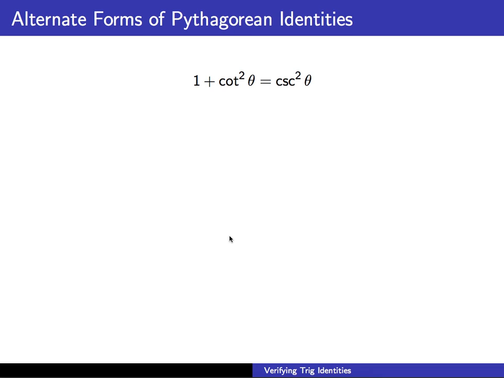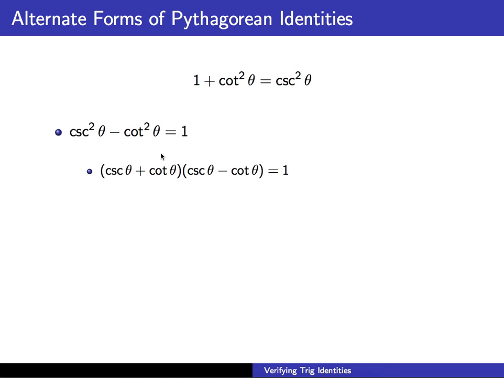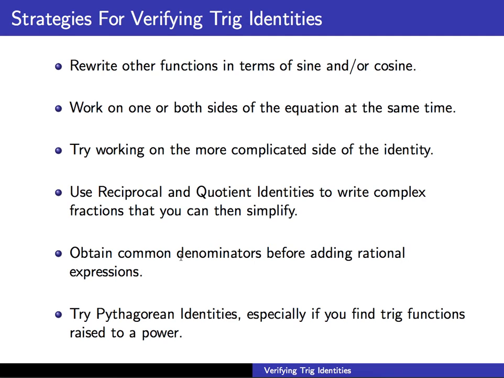For our third Pythagorean identity, 1 plus cotangent squared equals cosecant squared, we could start by subtracting cotangent squared from both sides, and we'll get 1 equals cosecant squared minus cotangent squared, and then just factoring it as a difference of squares. We could also subtract the 1 from both sides. Oh, I apologize. This should read cosecant squared theta. There's a bit of a typo there. I apologize for that. And then factoring cosecant squared theta minus 1 is cosecant theta plus 1 times cosecant theta minus 1.